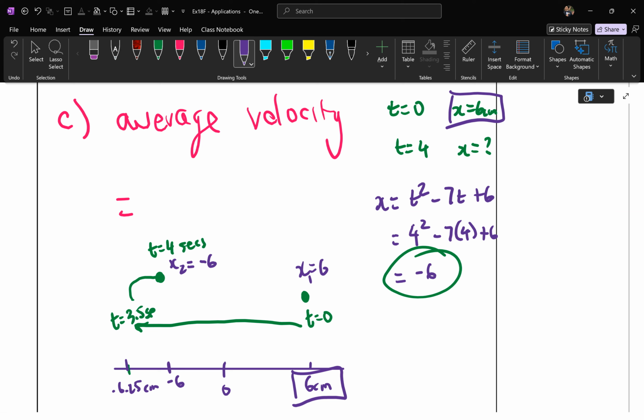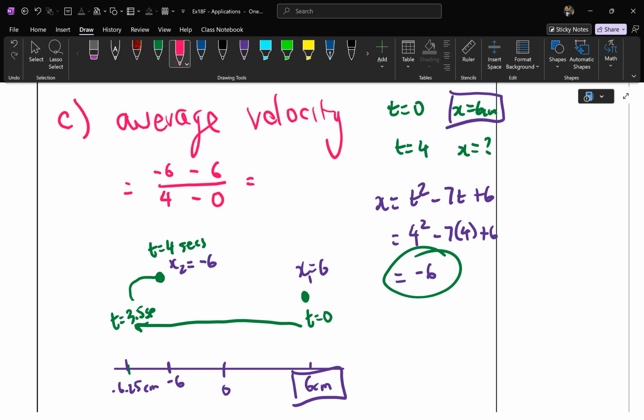So when we say average velocity, it is the total position. What is the total position? So position was x2 minus x1. So final position is negative 6 minus my initial position. So negative 6 minus 6. And then what's my final time? My final time was 4 seconds. Take away my initial time, 0 seconds. Okay, so this is position, not distance.